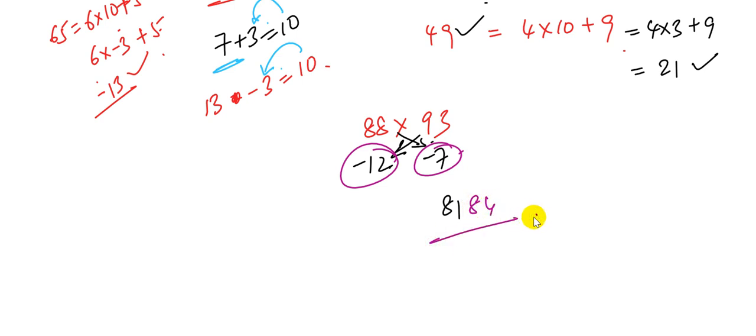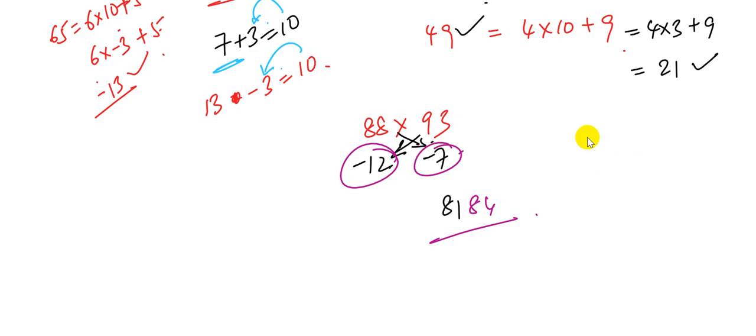So basically you just look at the numbers and mentally calculate: 93 is 7 away from 100, so 88 minus 7 is 81. Then 7 into 12 is 84, that's it. Clear? Yes, sir.